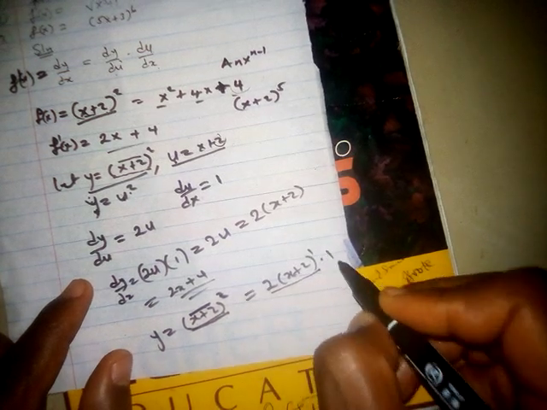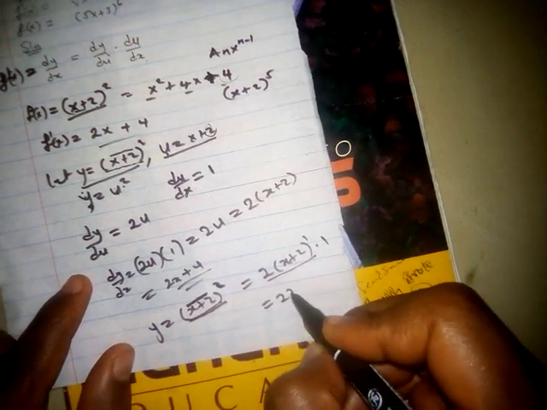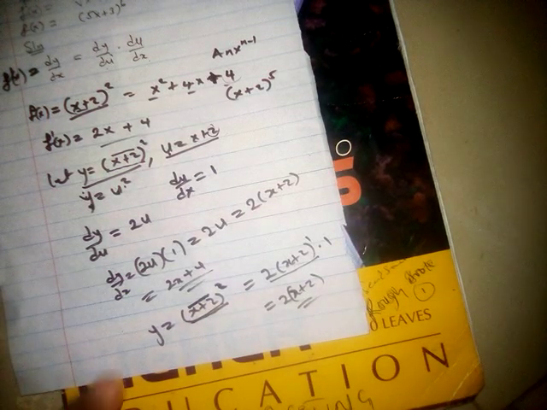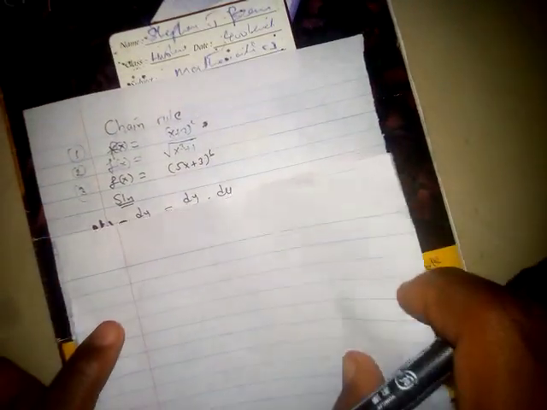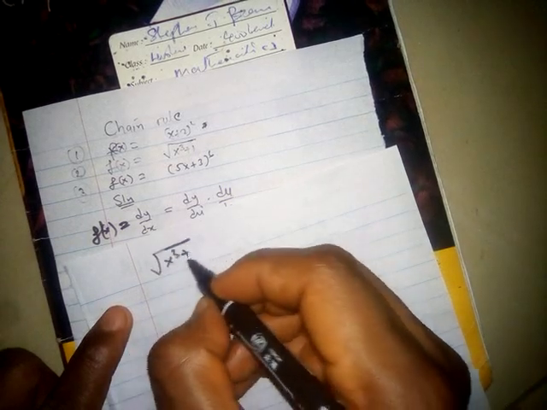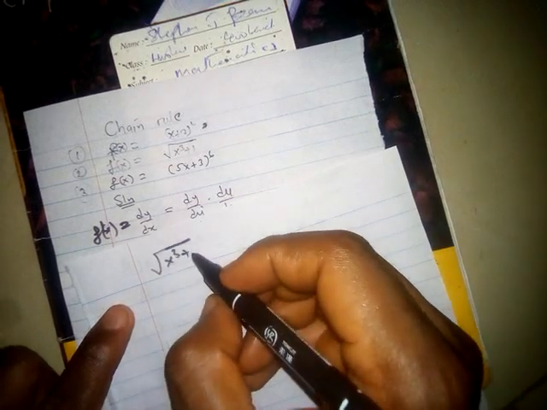1, so times 1. So this is equal to 2 bracket x plus 2. That's the answer. Okay, now let's move over to the next question. The next question is the square root of x cubed plus 1.